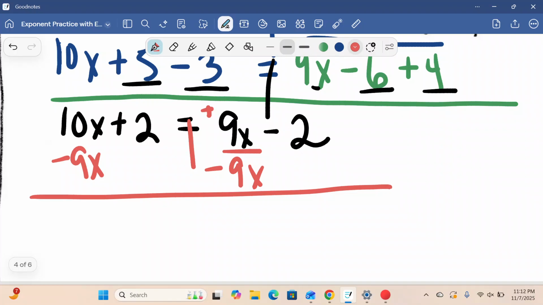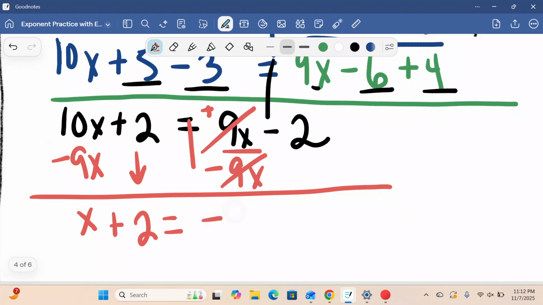10x minus 9x, you have 10 cows, and you take away 9 cows. You only have 1 cow, which is the same as 1x. And if you want to put the 1 and it makes you feel better, you can go ahead and put it. You do not have to necessarily put it, so I can erase it. It's already x. And then, of course, I'm going to bring down just the 2, so it's positive 2, which equals 2. You have a positive 9x and a negative 9x. That gives you a 0. That's going to give me a negative 2. So then I have x plus 2 equals negative 2.